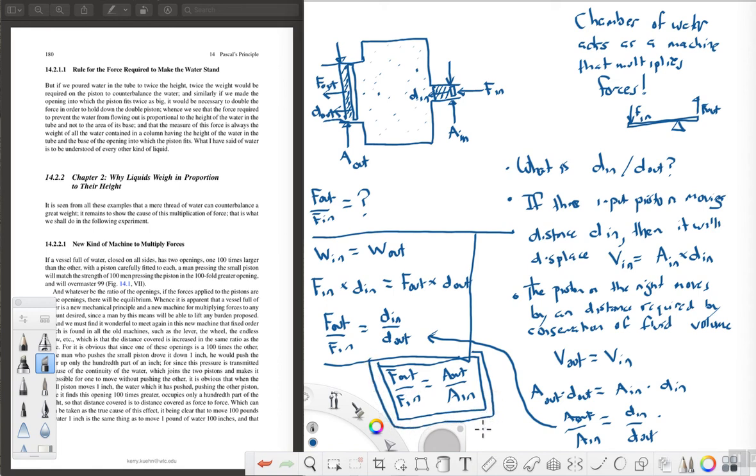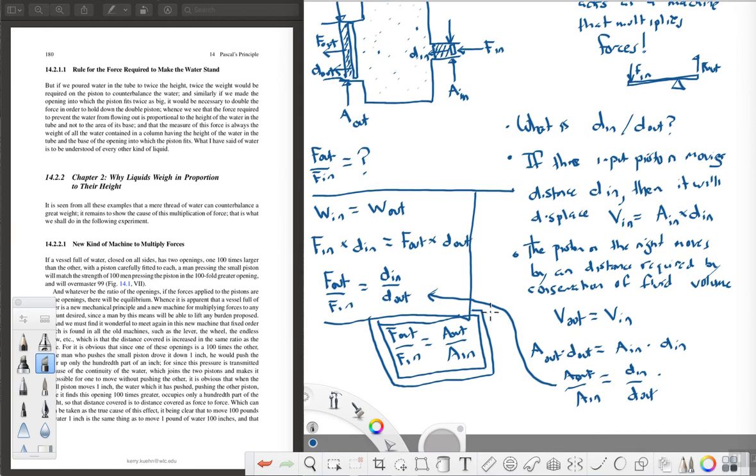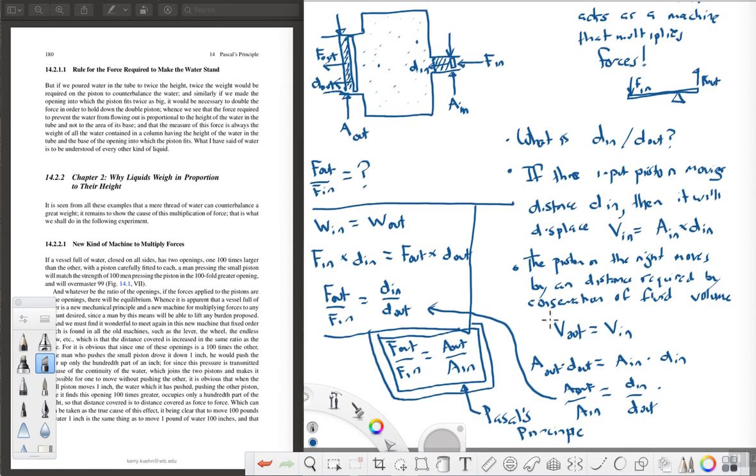This is Pascal's principle. So I don't know if I can slide this up a little bit. So this is called Pascal's principle. Finally, we've come to it. And it is a principle that describes, when we have a fluid-filled chamber, the mechanical advantage that we get when we have a small hole on one side and a large hole on the other side.